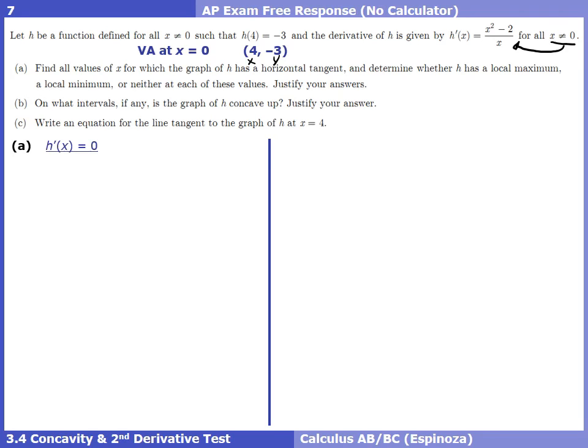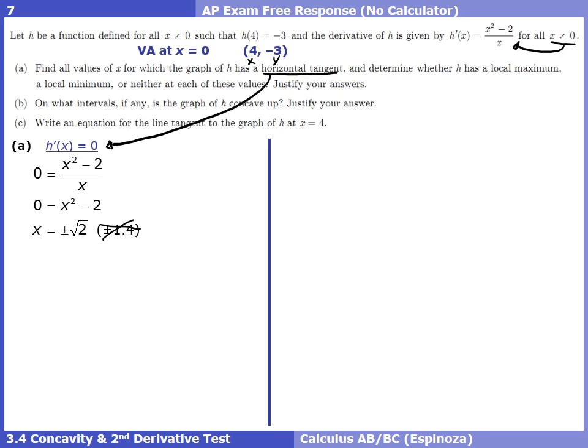We want to find all the values of x for which the graph of h has a horizontal tangent. Horizontal tangents happen when our slope is equal to 0, or in other words, when our derivative is equal to 0. So we need to set our derivative equal to 0 and solve that equation. It's nice and simple. And since this is without a calculator, we're just going to leave our answer as plus or minus the square root of 2. So we have horizontal tangents at positive square root of 2 and negative square root of 2. In case you were wondering roughly what that decimal is, it's about 1.4, but that's not actually a real answer. I just put that there so you can see what that number is.